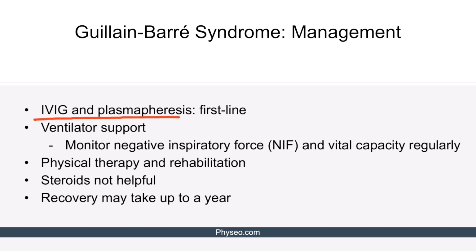Both of these are designed to tame down the immune system, giving the patient's peripheral nerves a chance to remyelinate. Of course, if the disorder ascends all the way up to the diaphragm and the patient is no longer able to breathe on their own, a clinician would have to transfer the patient to the ICU and initiate ventilatory support.